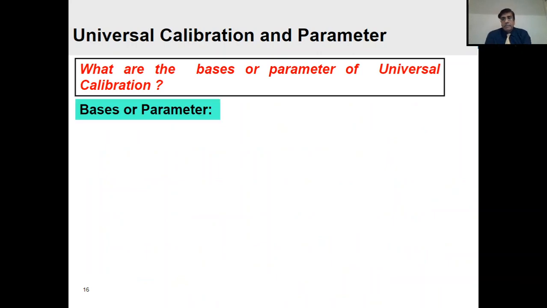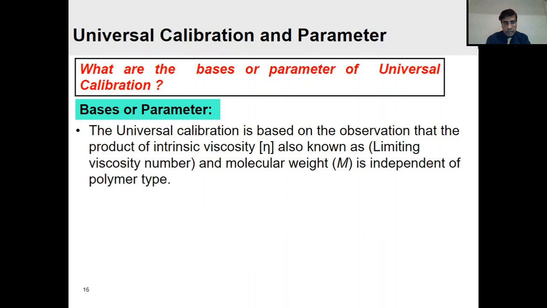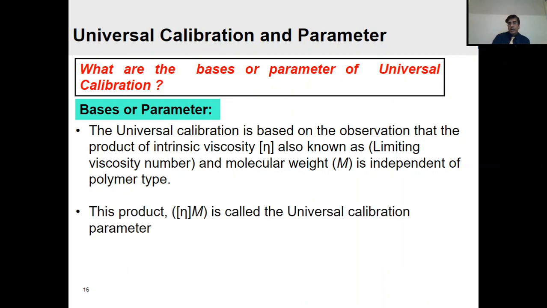So what are the basic parameters for the universal calibration? Universal calibration is based on the observation that the product of intrinsic viscosity, which we discussed in the last lecture, and the molecular weight is independent of the polymer type. So if you have intrinsic viscosity and molecular weight, their product is independent of the type of polymer. This is the basic thing we can use, and this product is called the universal calibration parameter. So if it is asked what the universal calibration parameter is, the product of the intrinsic viscosity and molecular weight is the universal calibration parameter.